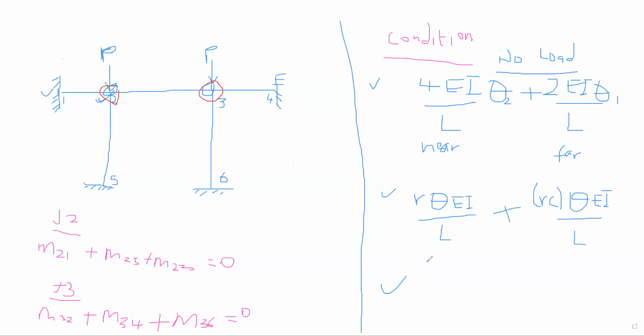is when you have a pin support at the extreme ends. Okay. So when you have a pin support, what we use is the modified stiffness. I don't know whether you've heard it. Have you heard the modified stiffness?